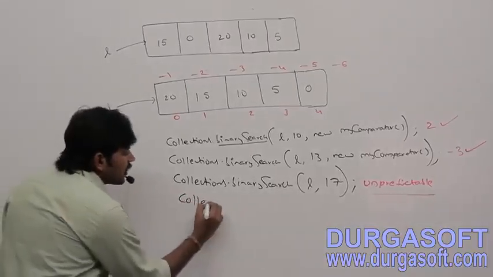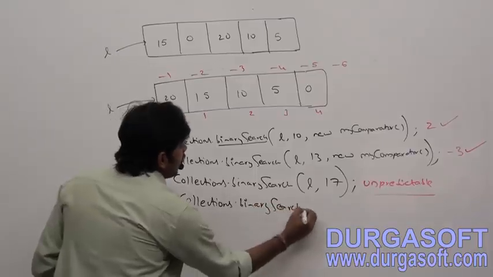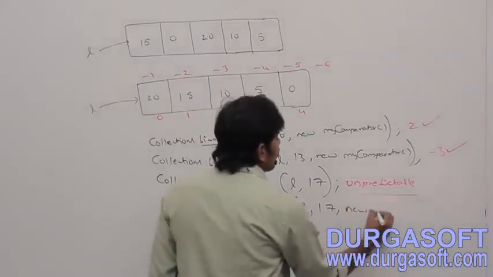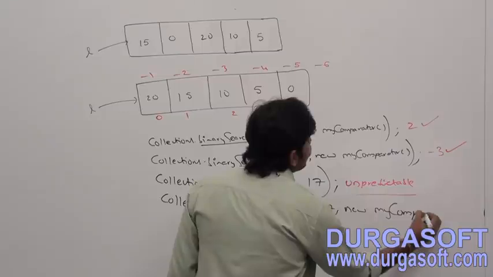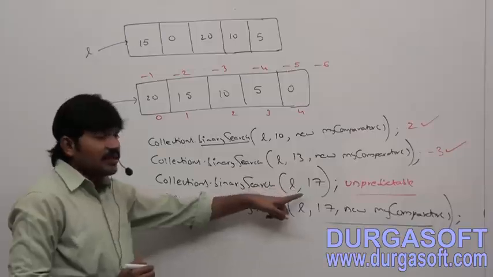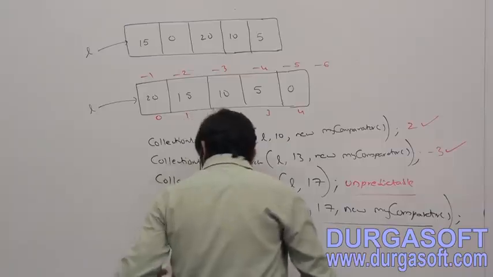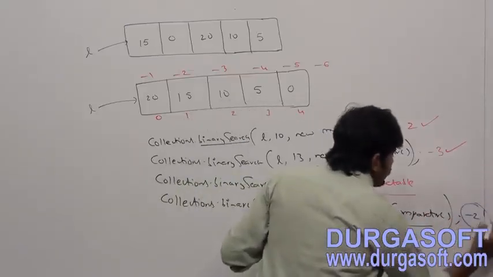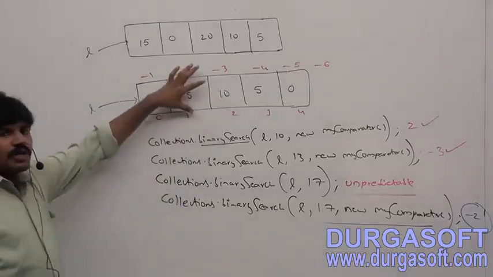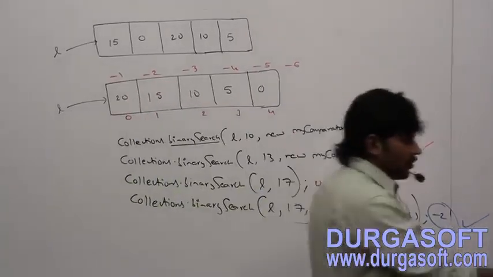Suppose you write Collections.binarySearch(L, 17, new MyComparator()). Oh, I am passing the comparator object also. Can you tell where we can place 17? After 20. That's why the answer is minus 2. A predictable result, right? Minus 2 is the answer we will get. So this is how we can perform binary search if the list is sorted according to a comparator. Now let me execute this code.